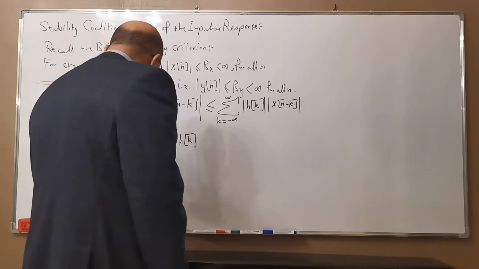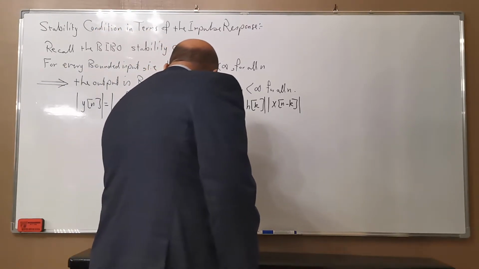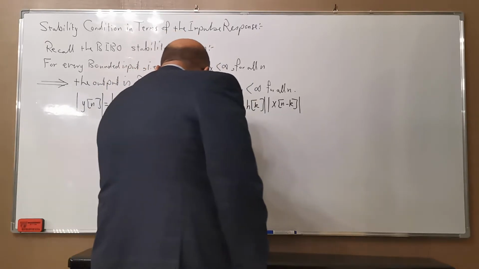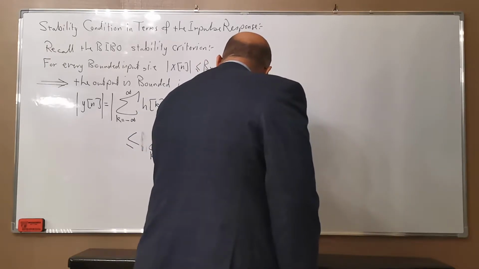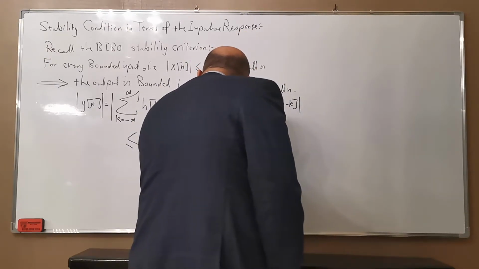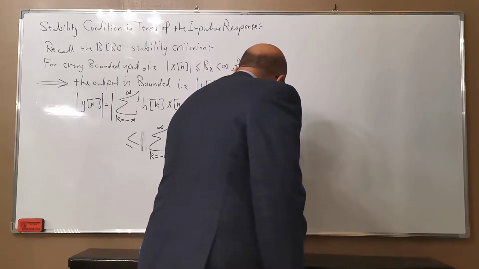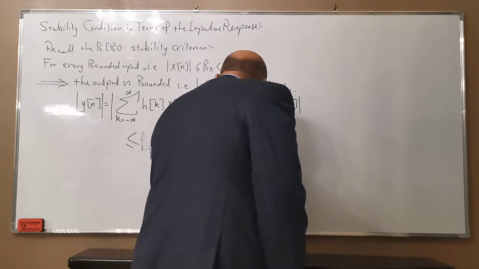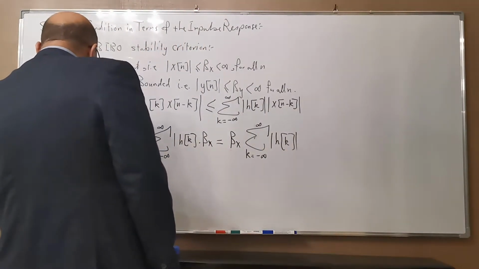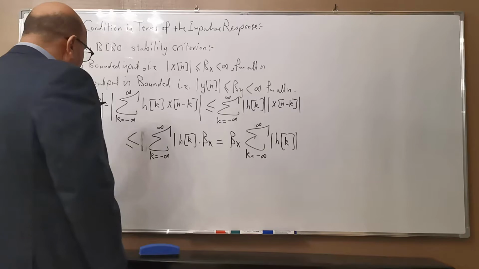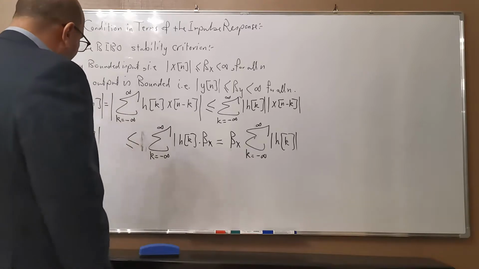Okay, all right. Let me just organize things. So this one here is equal to beta x times the summation of the absolute value of the impulse response from k equals minus infinity to infinity. Okay, so by the end, we end up with the absolute value of y of n being less than this value.